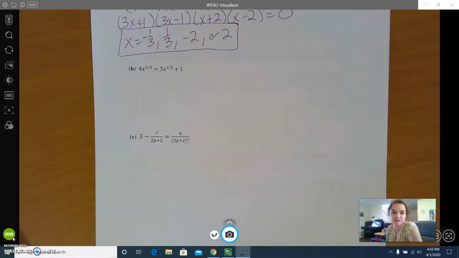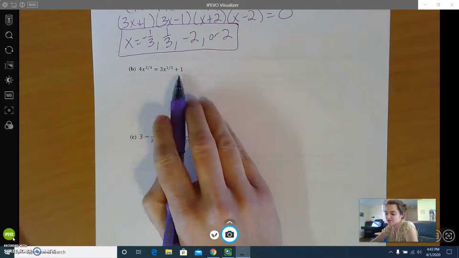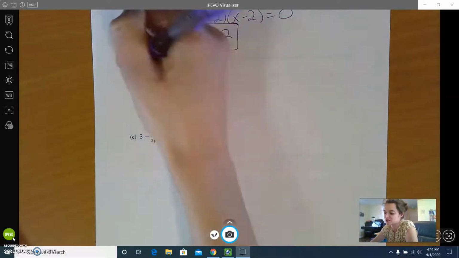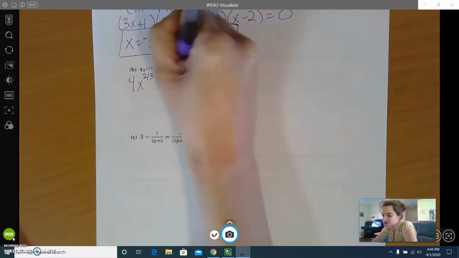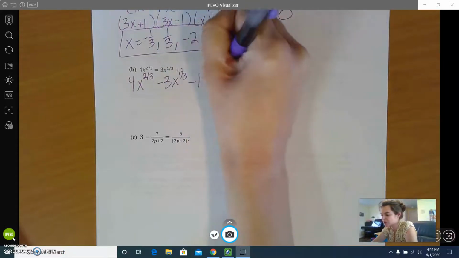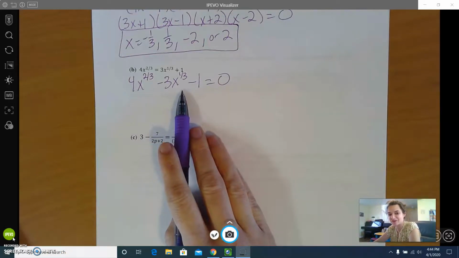Let's look at another one. In part B, I have 4x to the 2/3 equals 3x to the 1/3 plus 1. And so this one, first off, it's not in standard form at all, because everything's not on the same side. So how about we work on that first, and then we'll look at what we have. So I'm going to go ahead and subtract the 3x to the 1/3 from both sides and subtract 1 from both sides. Then I'll have 4x to the 2/3 minus 3x to the 1/3 minus 1 equals 0. So for this one, instead of x's, I have x to the 1/3.